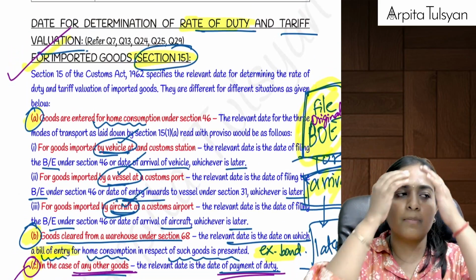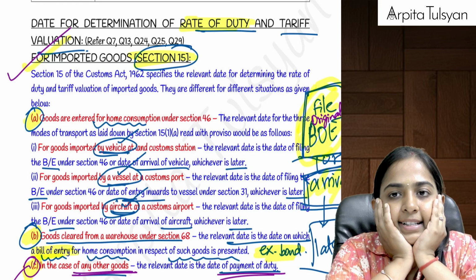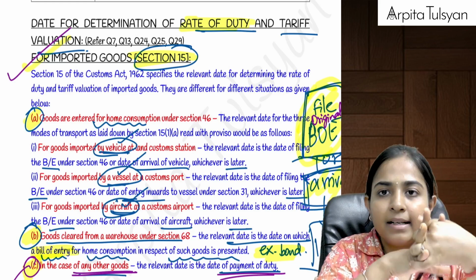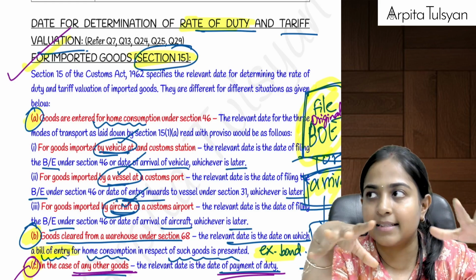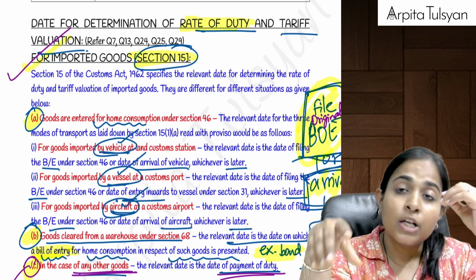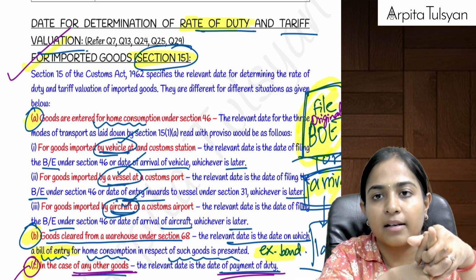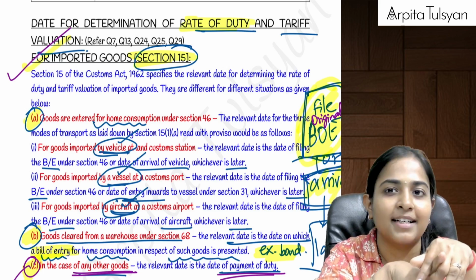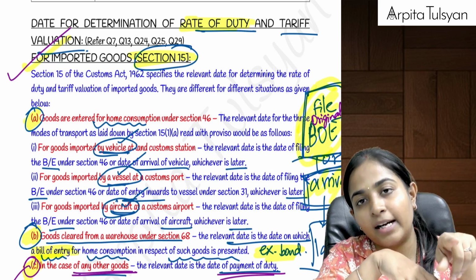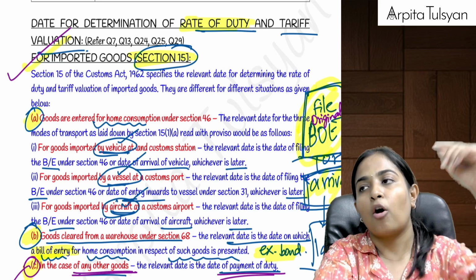Ideally, section number 15 and 16 we have already considered in an earlier chapter before, but just to revise, because we are going to use it extensively in this particular chapter. So what is section number 15? Section number 15 talks about what date's rate of duty are we going to consider for the purpose of calculating the customs duty on the imported goods.